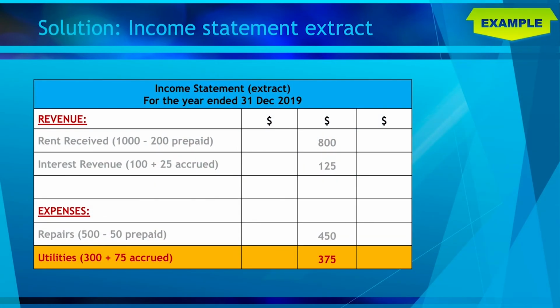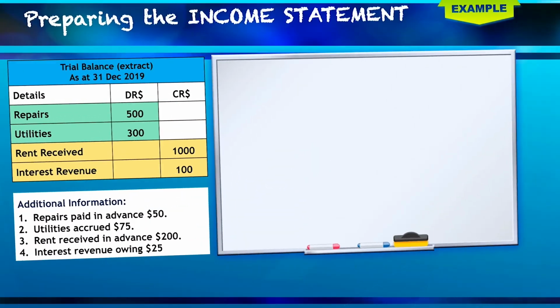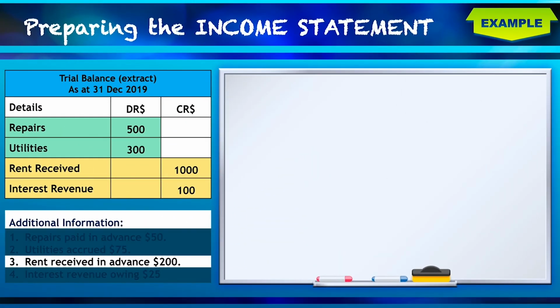like this. So you see the highlighted area, you have utilities under expenses. You would put your working, open brackets, 300, which is the amount you got from your trial balance, plus the accrual. So add the accrual, 75, and your answer goes in the column $375. Got it? Yeah?